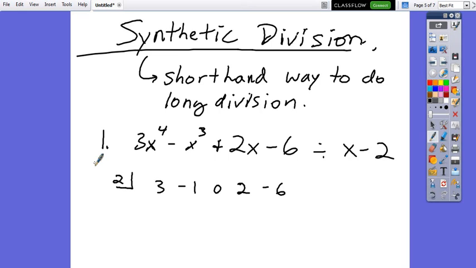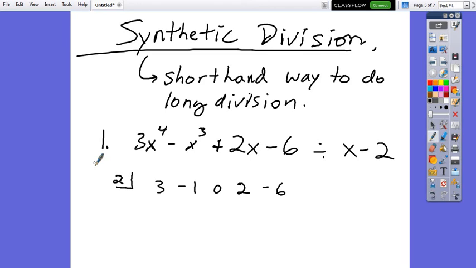Okay, so what we're going to do, instead of doing this whole long process, we're going to write down the coefficients of each of the terms. Now, notice our exponents. 4th, 3rd, 1st. We're missing the 2nd. Any term that is missing, you plug in a 0 for the coefficient. That's where the 0 comes from. So, 3, -1, 0, because we're missing x squared, 2, -6. All right.